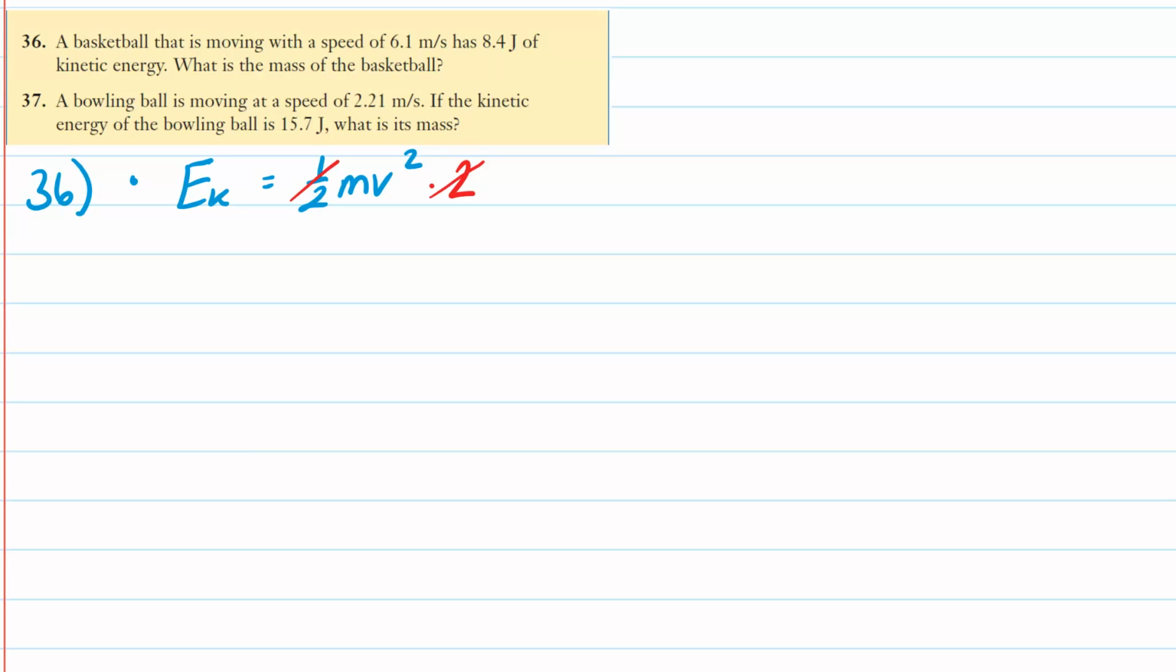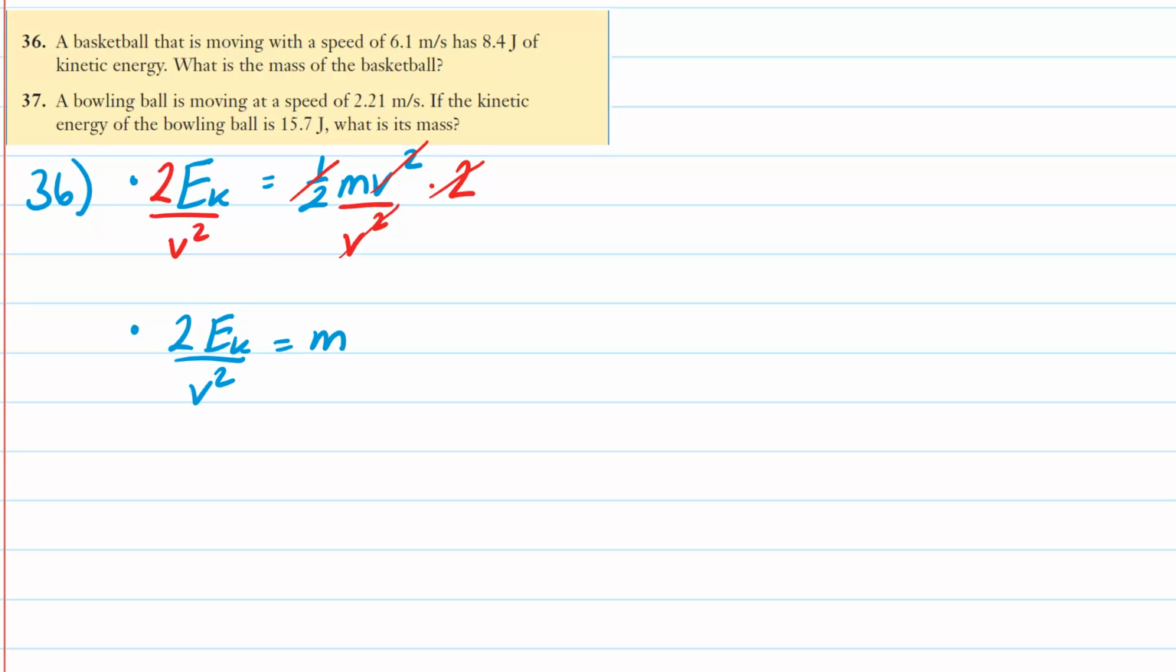Mass is being multiplied by v squared, so we have to divide by v squared. V squared divided by v squared is also 1, so it goes away. So now we're isolated for m, but whatever we do on one side of the equation, we do on the other. So we must multiply by 2 and divide by v squared on the other side. Our equation turns out to be 2 times EK divided by v squared equals the mass.